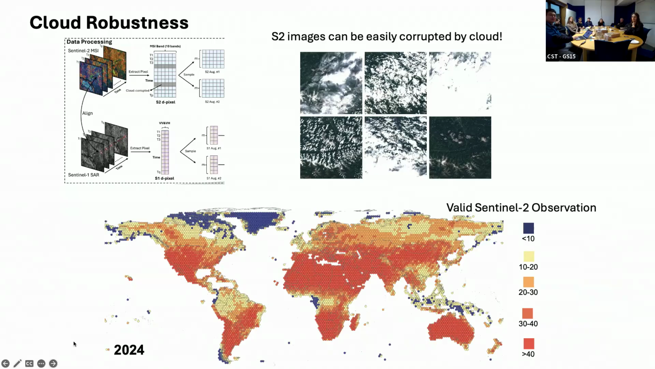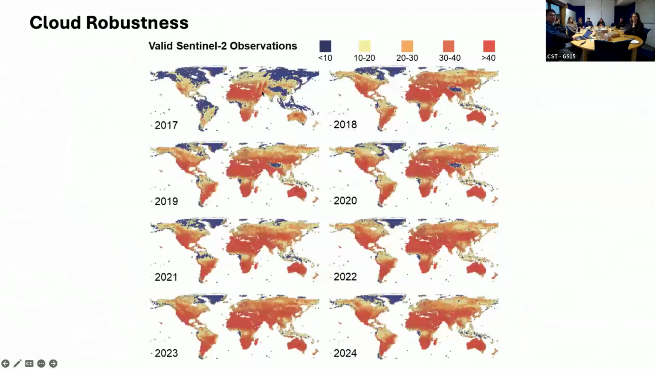It's not snow. And here this is for 2024. If the valid observation is below 10, then I just use this blue tile. If it's over 40, then these are the red. You can see, in most of the places, I think the number of observations for Sentinel-2 is over 20, right? But still we have some places, maybe some here in Europe, where we only have 10 to 20 valid Sentinel-2 observations. And here, this is for other years as well.